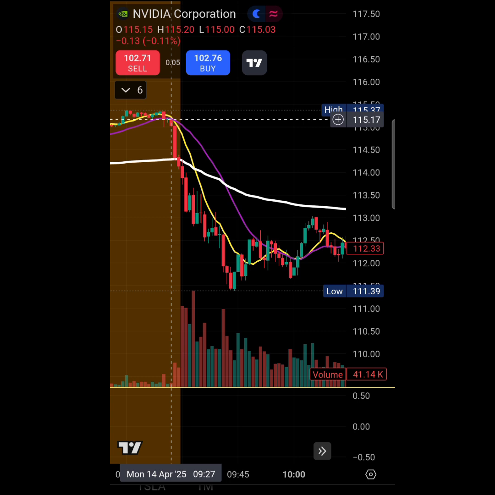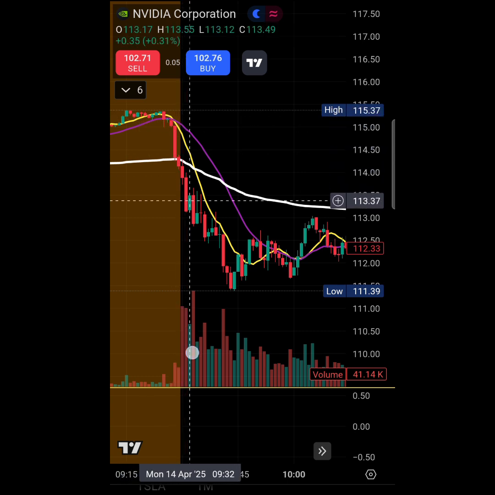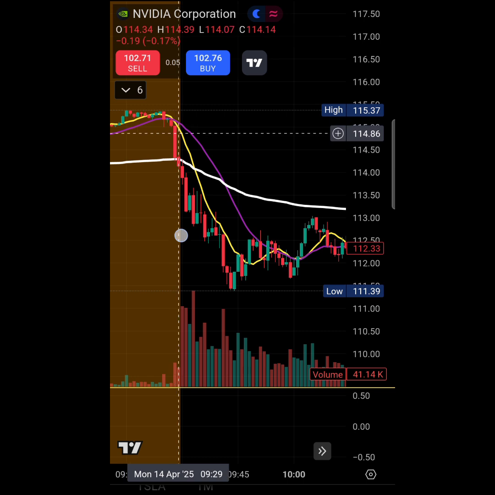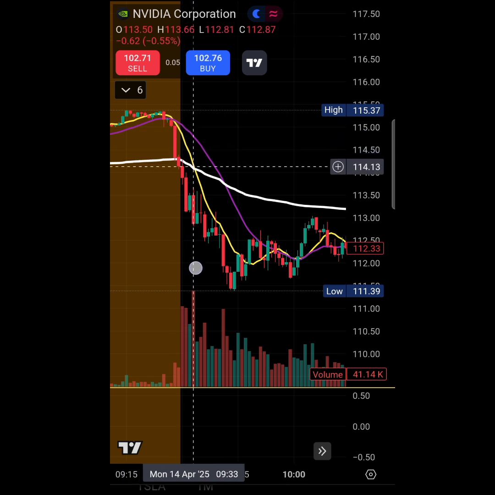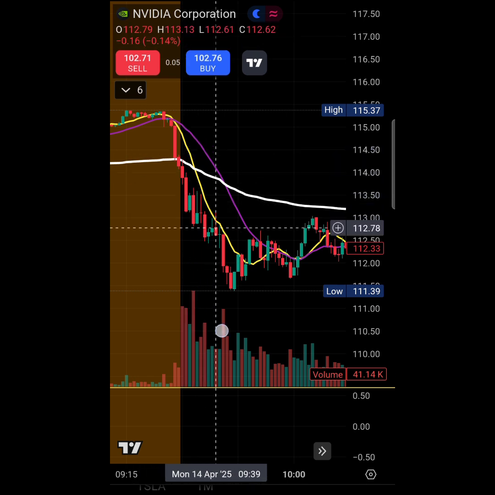So as it opens, you can see there are tremendous red candles already on the 1 minute, and it's already still below the 9 EMA, and we're moving below the VWAP. Everything is just dropping, dropping, dropping, dropping.